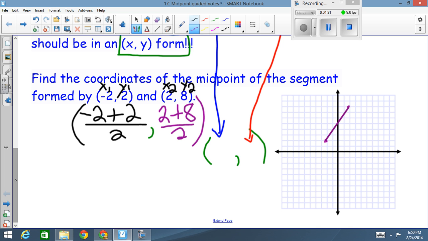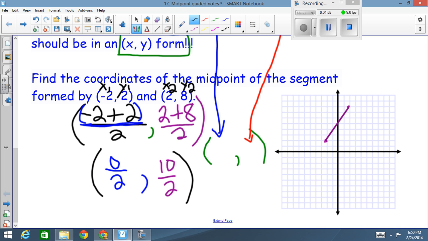So now it's time to simplify, just like we did at the top. The fraction bar is a grouping symbol, so really there's a parentheses around this up here. -2 plus 2 is 0, and it's still divided by 2. 2 plus 8 is 10, divided by 2. And we're still looking at an ordered pair. Well, 0 divided by 2 is 0. 10 divided by 2 is 5. So the midpoint of this line, left and right 0, up 5, is right there.